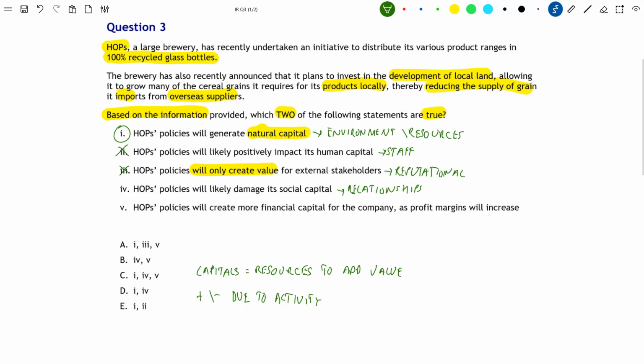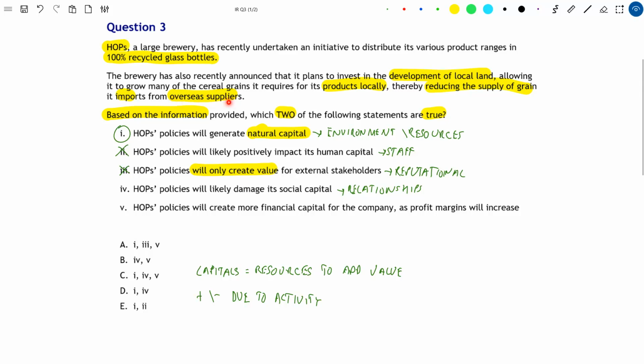Now, social and relationship capital focuses around, for example, a business's relationships with its customers, and crucially in this particular example, with its suppliers. So in our second paragraph here, we know that Hobbes is going to be shifting the growing of cereal grains for its beer to local environments, and it's going to be growing these itself from what we can see. And as a result of this, it's going to reduce the amount of grain that it purchases from its overseas suppliers.